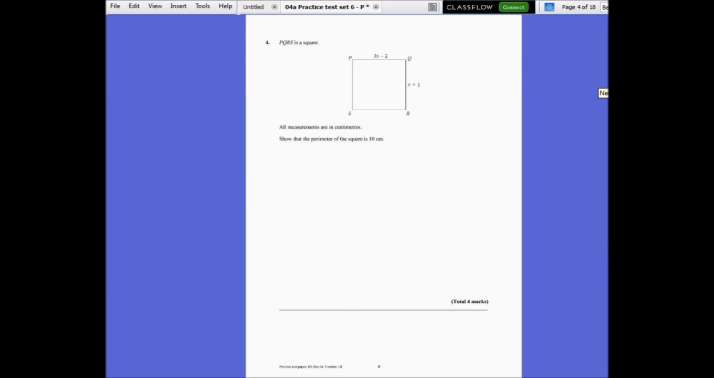Question 4. PQRS is a square, all measurements are in centimetres. Show that the perimeter of the square is 10 centimetres. Well, if this is a square, then this side must be equal to this side. So we can set up an equation where 3x minus 2 is equal to x plus 1, and we can just solve that to find the value of x.